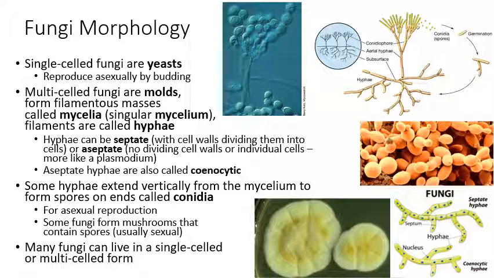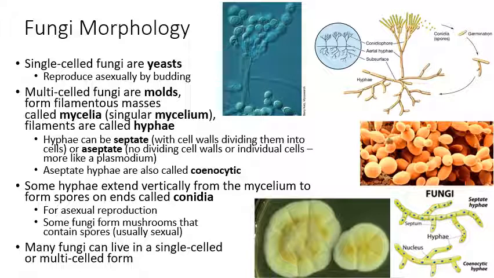Then if the fungus is going to reproduce sexually, it's going to make a different type of spore on a different structure. And what type exactly, or what structure it makes exactly to hold those spores, is going to depend on the specific type of fungus. So for fungi that make mushrooms, those structures are actually to hold and distribute spores for sexual reproduction, not for asexual reproduction.